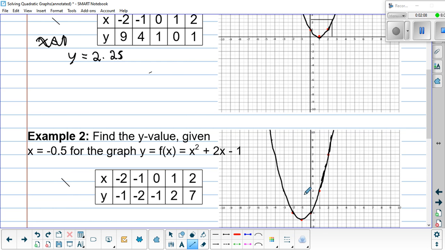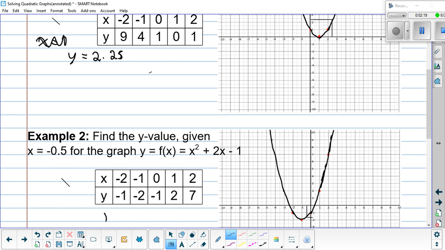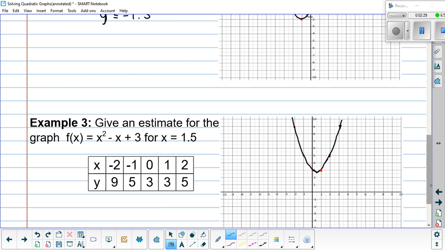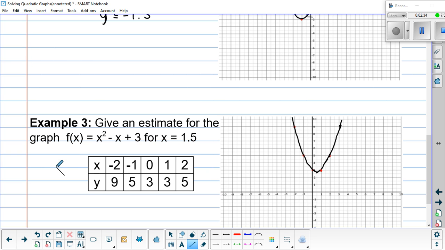Negative 0.5 is right here, so there's where we draw it down. Then we draw across. It's just a little bit too small for mine, but mine's at y equals negative 1.5. And lastly, we want to estimate at 1.5 for this one. So here, look at 1.5, draw a line up. That's going to hit up there at 4. So our value of y is y equals 4.